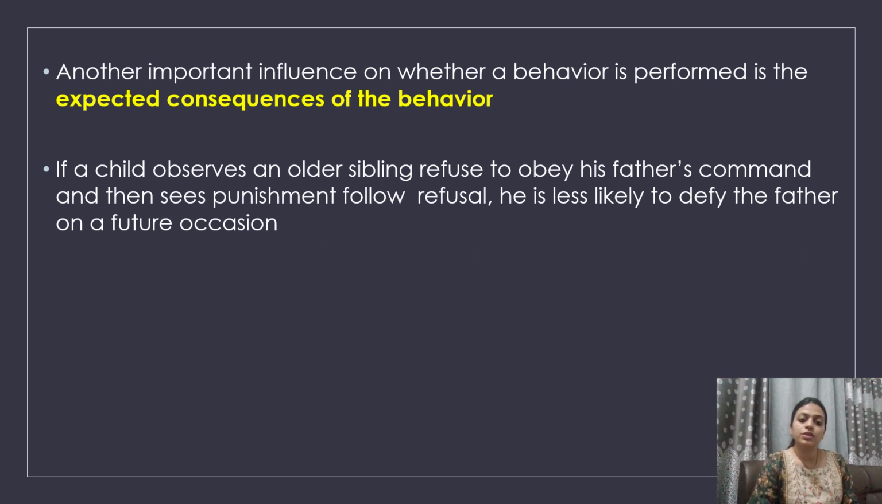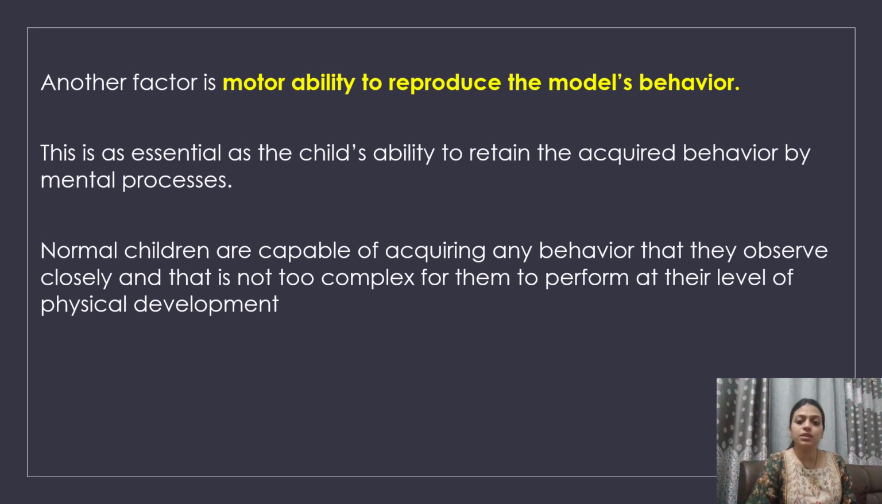So another important influence on whether a behavior is performed is the expected consequence of the behavior. If the child observes an older sibling refuse to obey father's command and then sees punishment following the refusal, he is less likely to defy the father on a future occasion. Okay. Another factor is the motor ability to reproduce the model's behavior. It's as essential as the child's ability to retain the acquired behavior by mental process. So normal children are capable of acquiring any behavior that they observe closely, and that is not too complex for them to perform at their level of physical development.